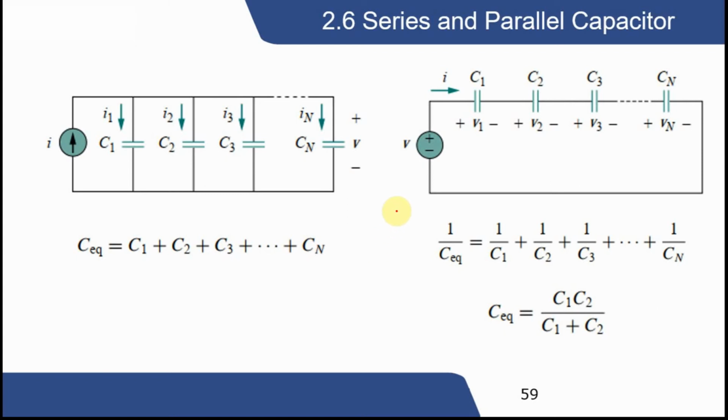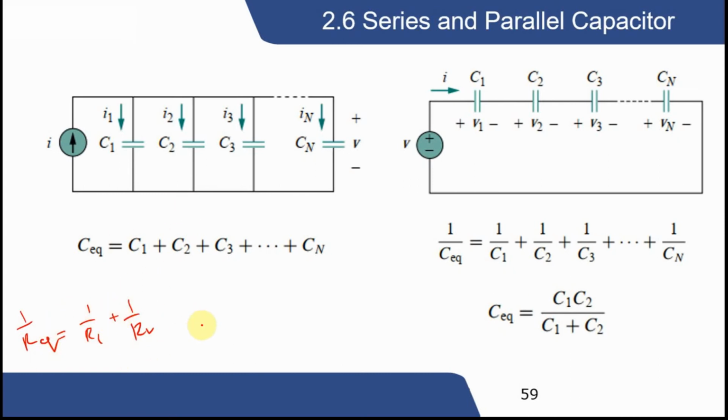For series and parallel capacitance, the rules of conductance apply. As we know, in resistance, when we have series resistances we add them, and when we have parallel resistances we use 1 over R1 plus 1 over R2 equal to 1 over R equivalent. So these are the rules of conductance applied to capacitors.